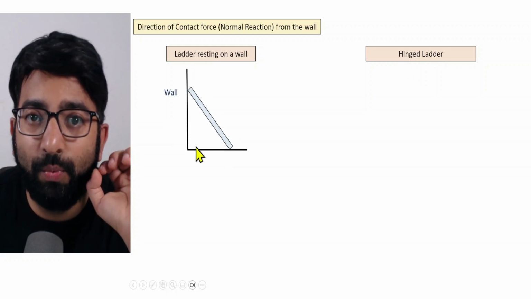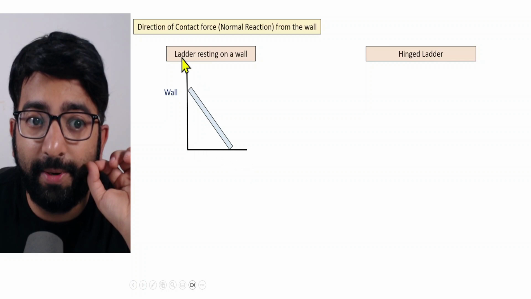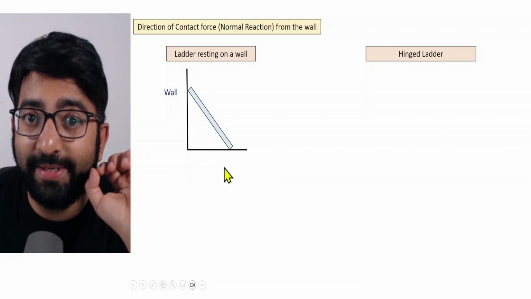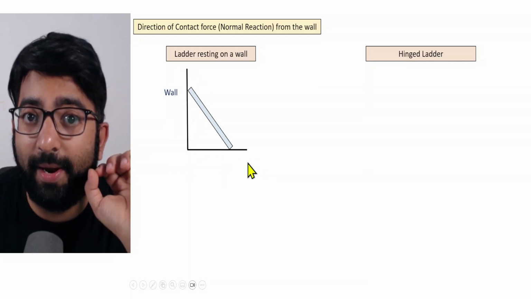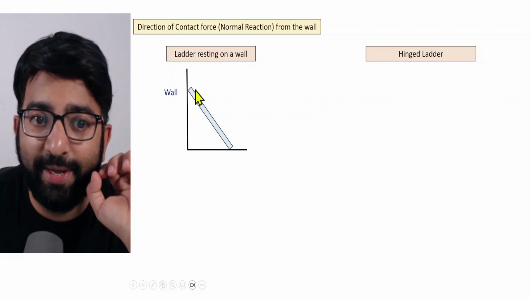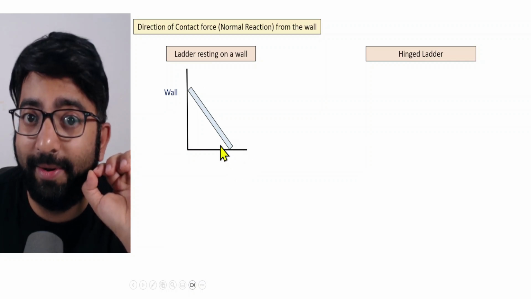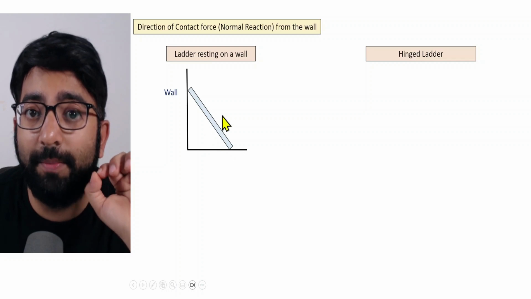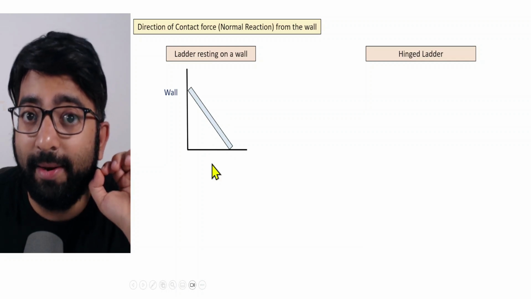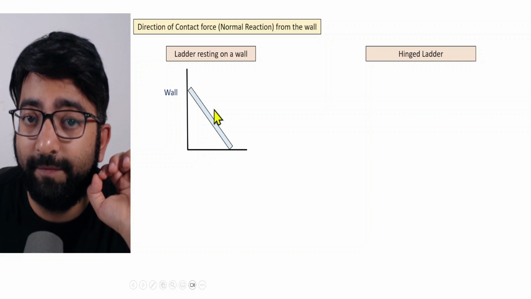So consider situation 1 where you can see the ladder is resting between the wall and a ground. Now let us identify the forces acting on the ladder. That is always the step 1. So in this case, the first force acting on the ladder, let us consider it to be the weight of the object, mg, acting downwards, and the weight always acts from the center of the ladder.